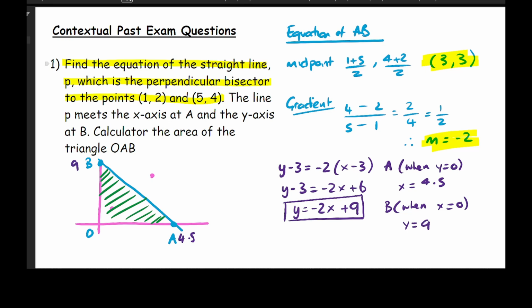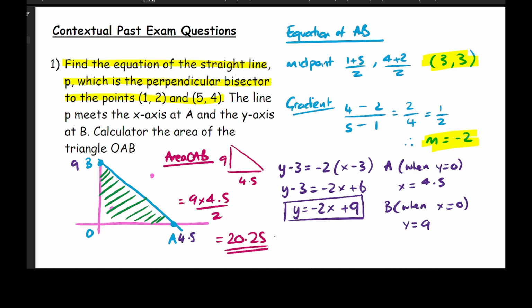So then to find the area of AOB, which is a triangle, it's got a height of 9 and a base of 4.5. So to work out the area, it's the base times the height divided by 2, which gives me an answer of 20.25 square units, or 20 1/4, whichever floats your boat.